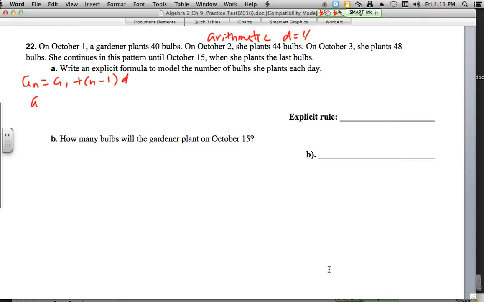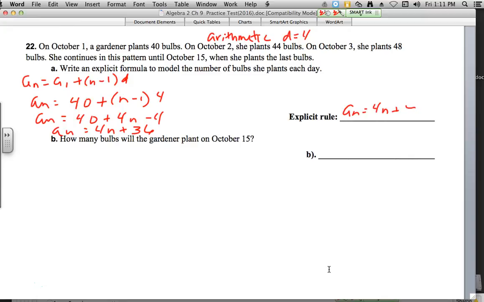And this rule is not tough to do. You just need to know the first time it was 40 bulbs, and they continued to go up by 4. And then we go ahead and distribute the 4 and combine like terms. So there is our explicit rule. a sub n equals 4n plus 36.